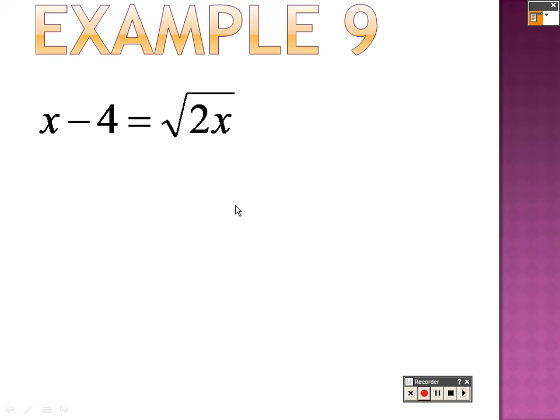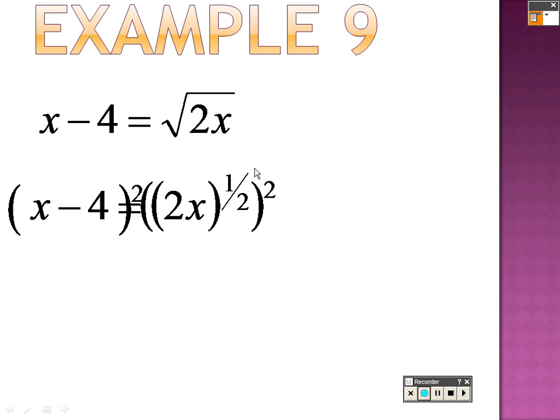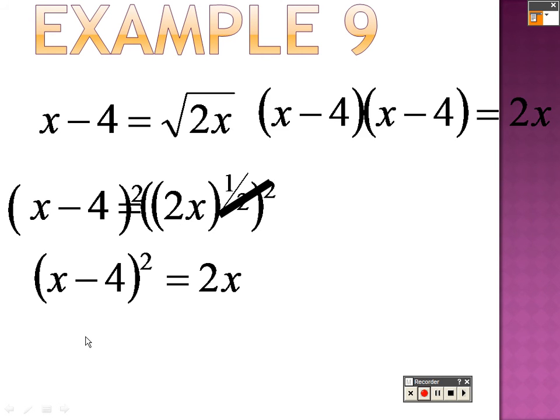Example 9, I already have a root by itself, so I'm going to square both sides, right? Because remember, 2x I can rewrite as 2x to the half. So I'm going to square both sides, but notice how this whole side gets squared, right? It's x minus 4 squared, because the whole side gets squared and the 2x is left over. X minus 4, big boo-boo, people want to just square both items. That's wrong. You can't do that. This x minus 4 squared means I actually have x minus 4 times x minus 4, and the 2x is still over on this side.